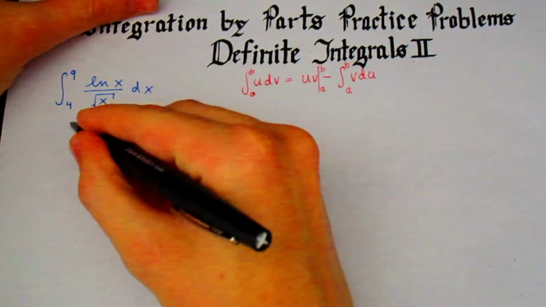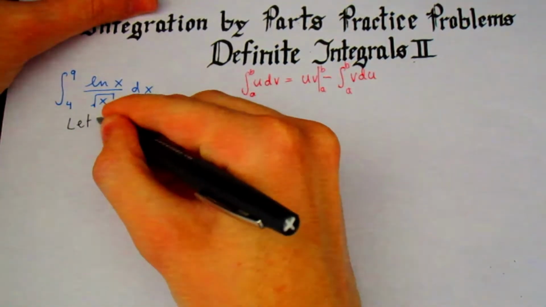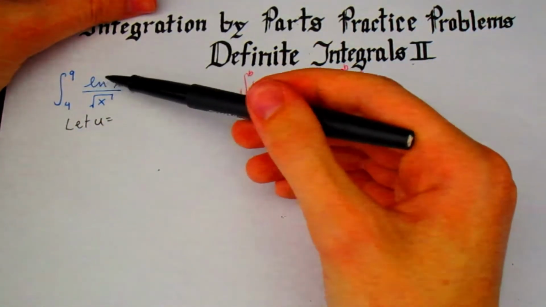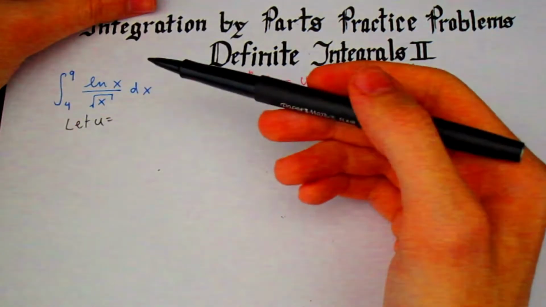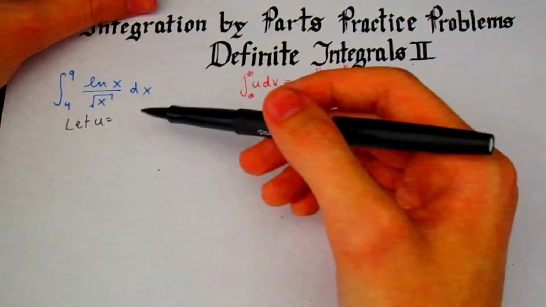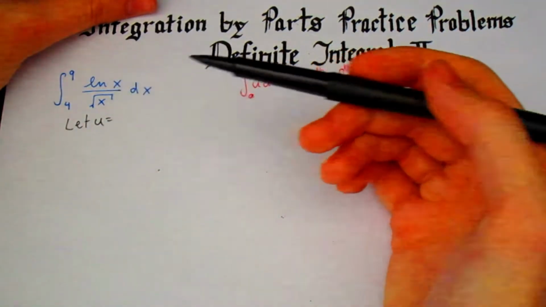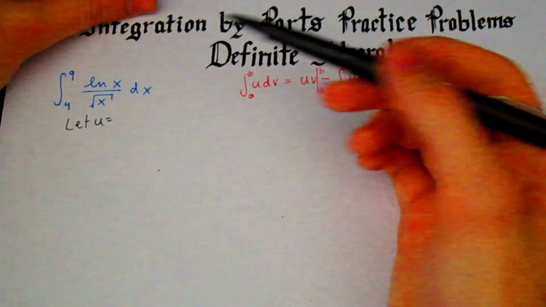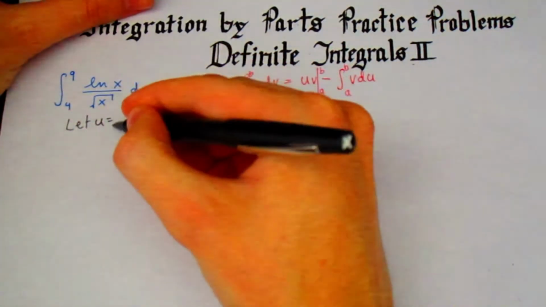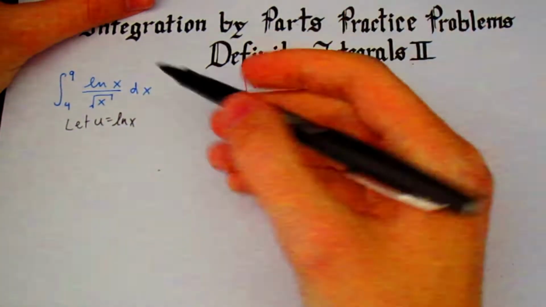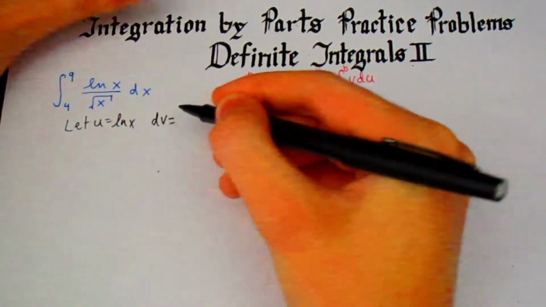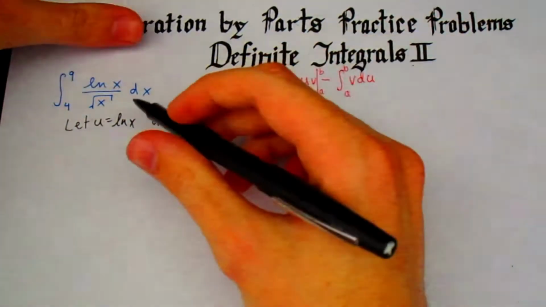And we're going to let u equal, now can we integrate ln of x easily? Well, I actually have a tutorial on that, and it's really not a simple answer. You have to use integration by parts to integrate ln of x by itself. So we should let u equal ln of x instead of letting dv equal ln of x. dv is going to equal everything else.